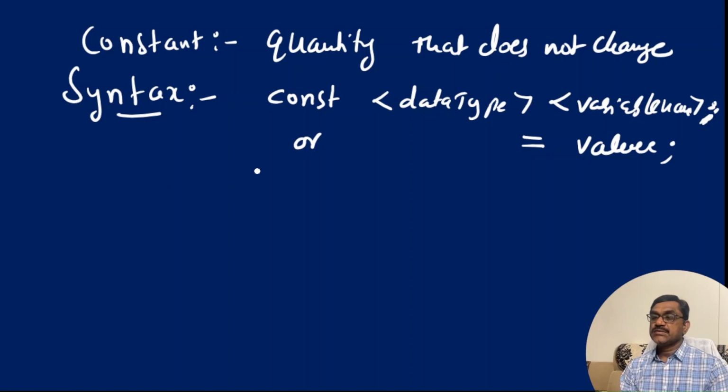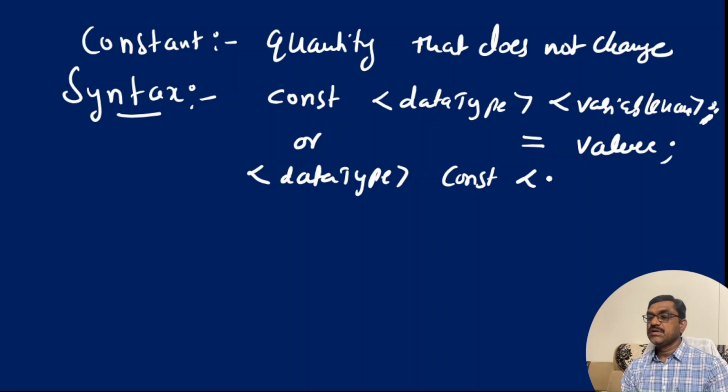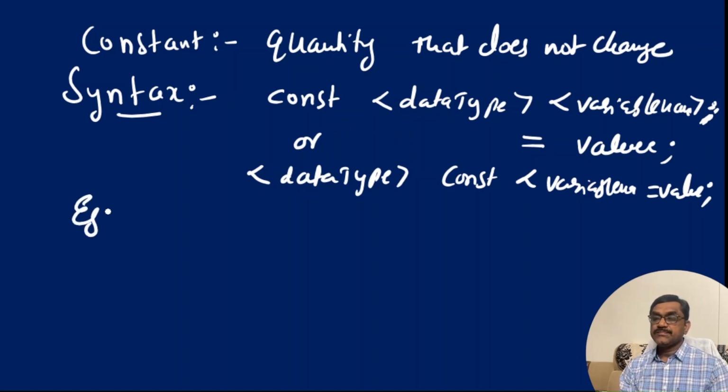Or another syntax: first you can mention the data type, then use the keyword const. After that you mention the variable name equals some value. You can use any syntax for this. We will see an example.